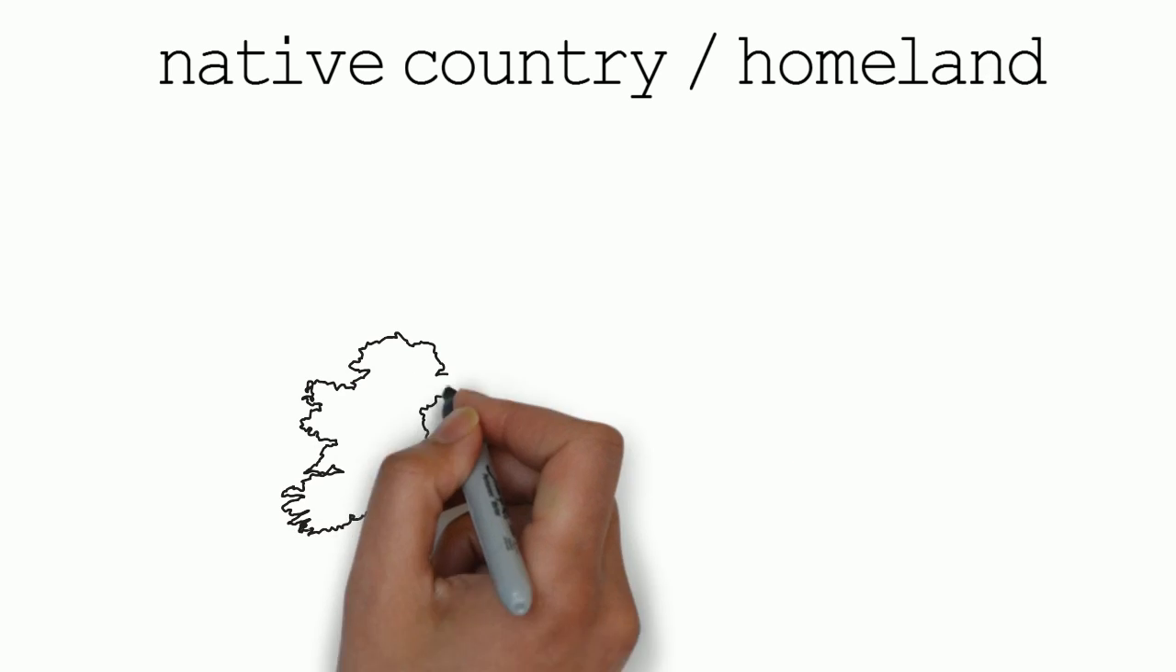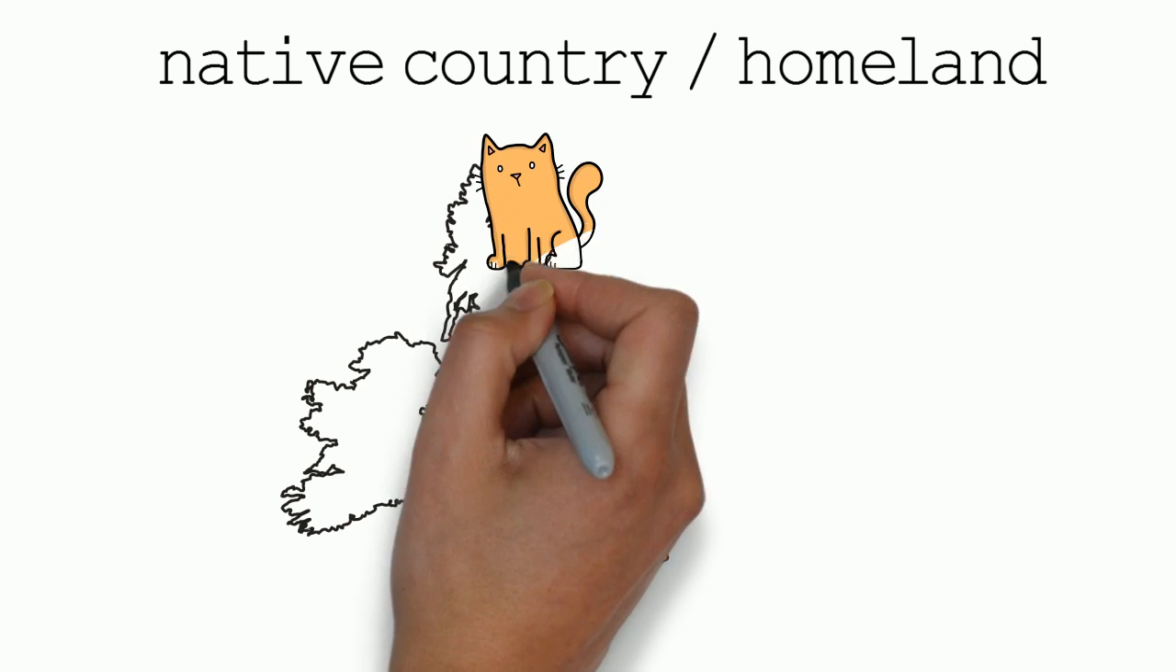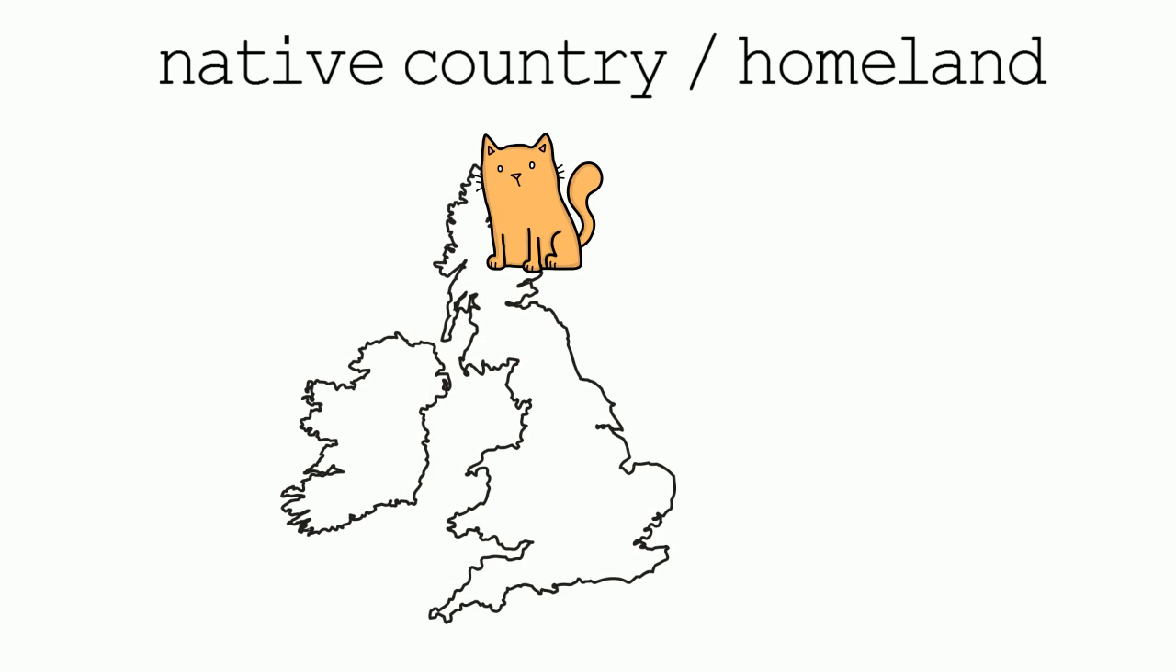Native country, homeland. This is when you tell the people in America where you're from. Mr. P would say, meow, meow, meow, or I'm from Scotland. Oh yes, he would.